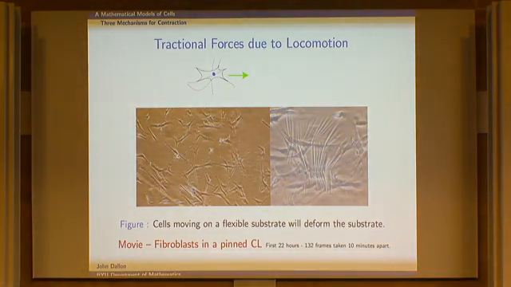Okay, and then the traction forces. So this is a silicon substrate floating on something, and you have the fibroblasts, and these are the wrinkles in the substrate. The fibroblasts sort of wrinkle the substrate as they're moving on the surface of it, sort of going like this.